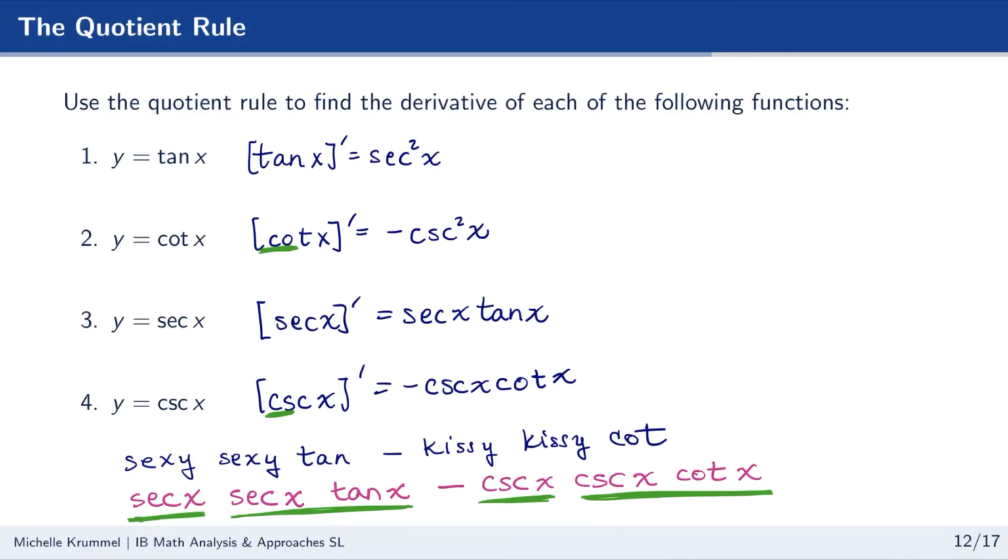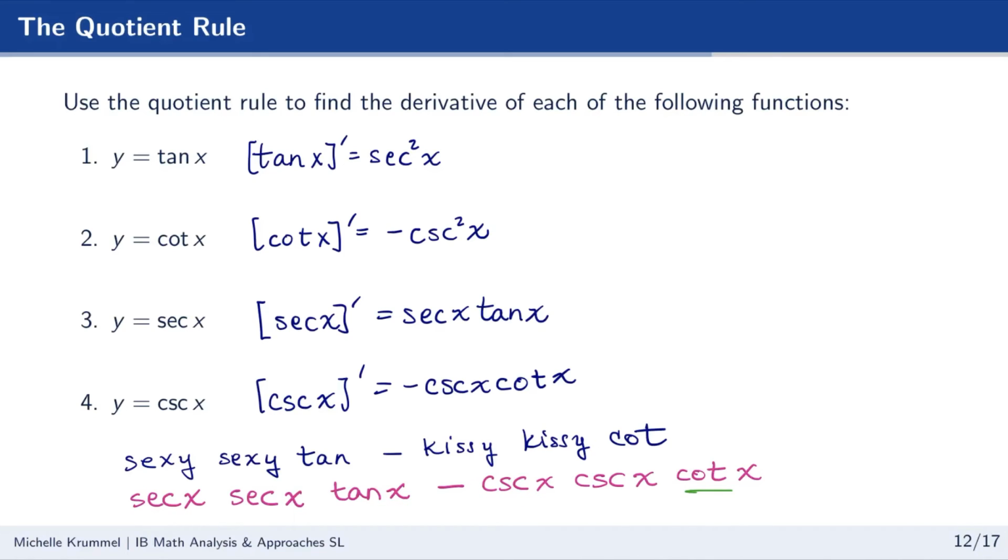All right, so again, going in this direction, the derivative of secant is secant tangent. The derivative of cosecant is negative cosecant cotangent. But what's neat about this trick is that you can also read it backwards. So let me undo my underlines.